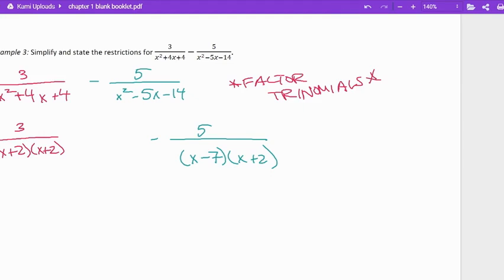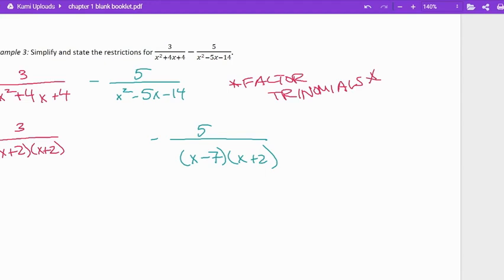Folks, how many people are able to get this far, where you've just factored the trinomials? Excellent. That is the first step. And now when you think back to what we did with the integers, do you know what to do here? Who knows what to do?